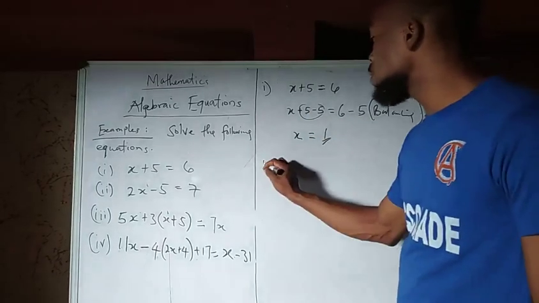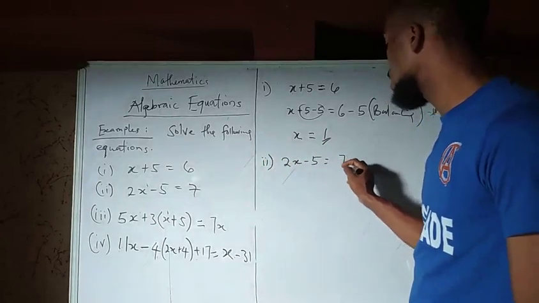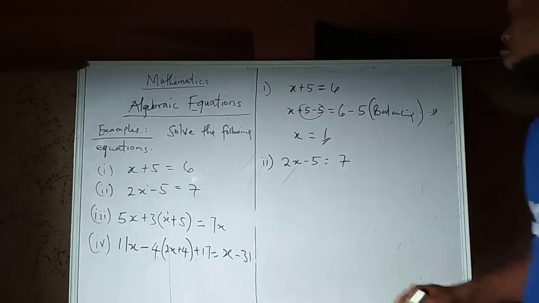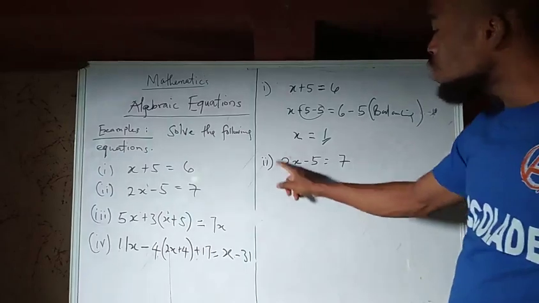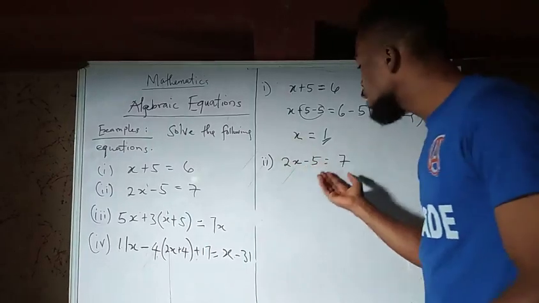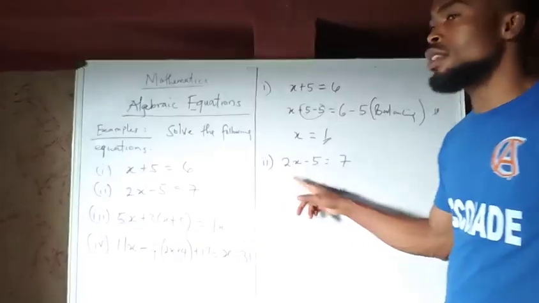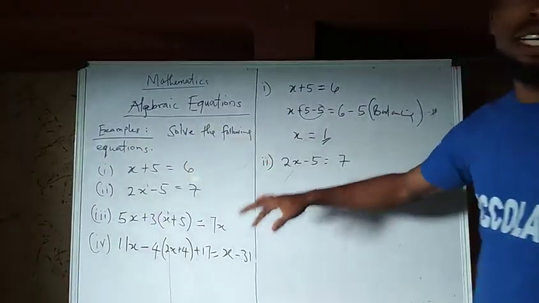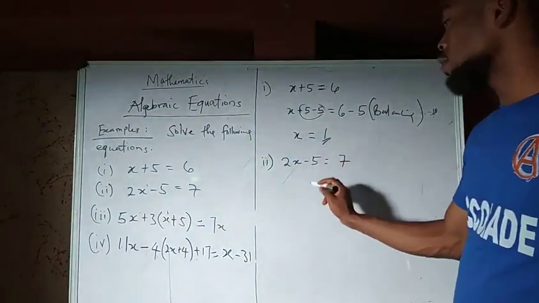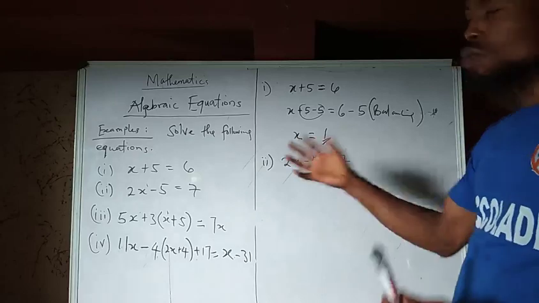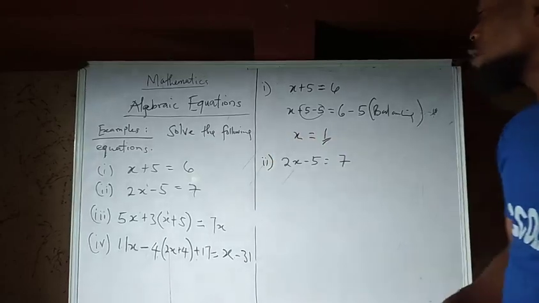Okay, let's move to the next one, where we have 2x minus 5 equals 7. Now, what are we going to have to do? For us to find what x is, we have to remove whatever is added or subtracted from it. Now, how do we remove minus 5? Because this is like 2x and 5 was removed and we got 7. So what will happen if we add the 5 back?